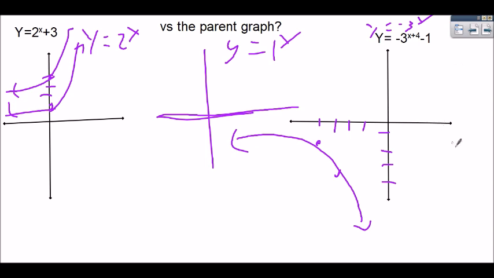My original would have been parallel like that.